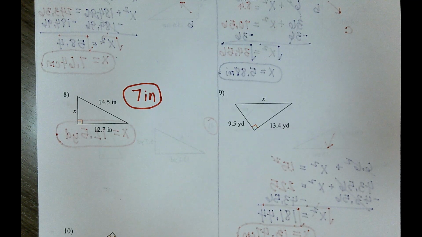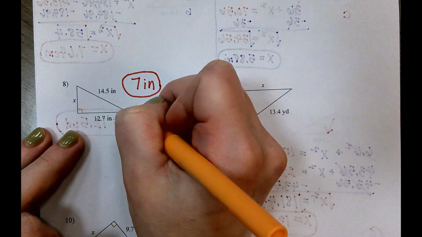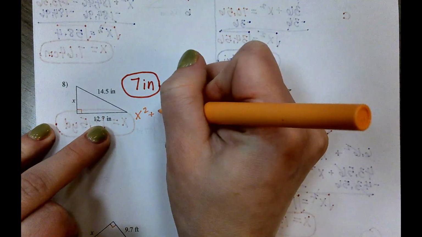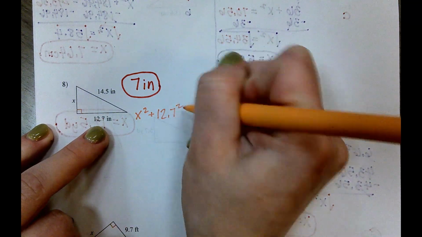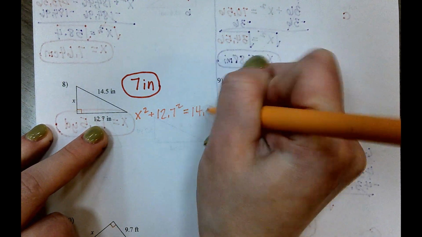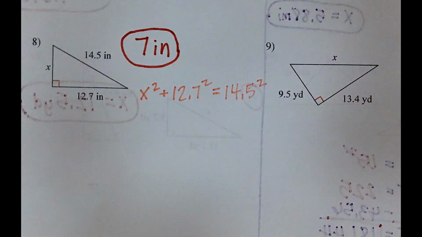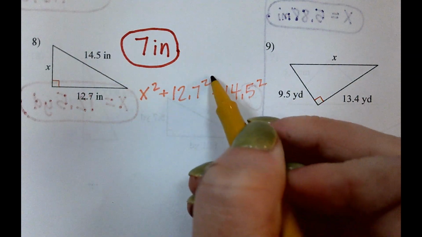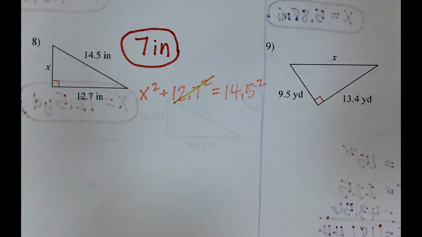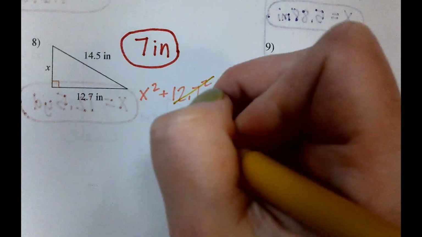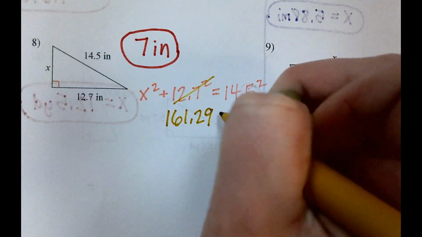I put X squared plus 12.7 squared equals 14.5 squared. Okay, so x squared plus 12.7 squared equals 14.5 squared. And what did you do from there? Squared 12.7. Okay. And 161.29. Yeah, perfect. Squared 14.5.